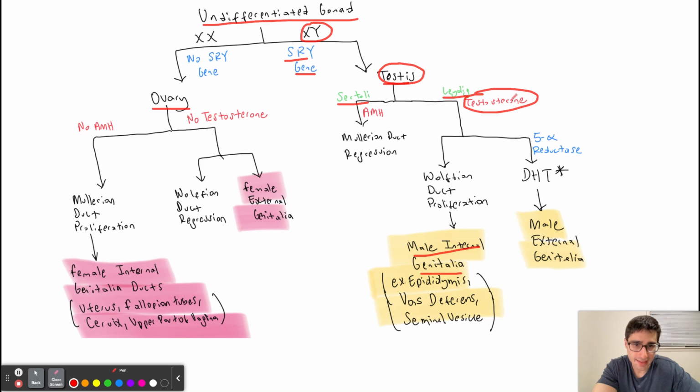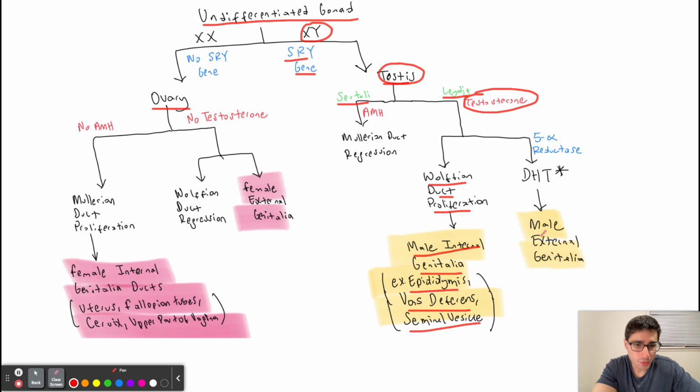So if someone has production of testosterone from the Leydig cells, then this is going to lead to Wolffian duct proliferation, and then this is going to develop the male internal genitalia. So the epididymis, vas deferens, and the seminal vesicle. These are all examples of male internal genitalia, and this is what our patient had in the question stem.